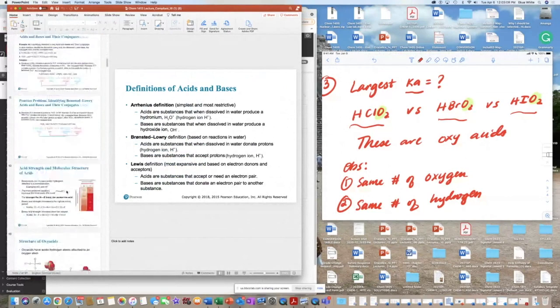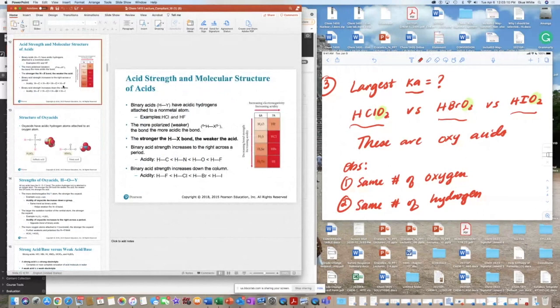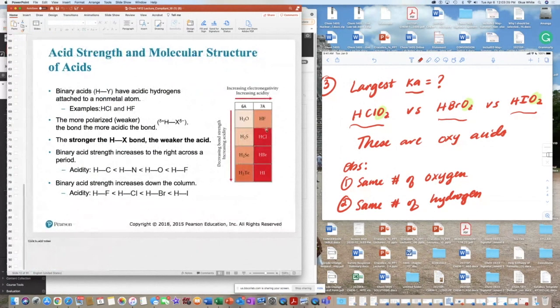Okay, let me fast forward to oxy acids. Yeah, here we have binary, okay? So I'm going to do a quick recap, because we're very close to what I'm trying to say. If we were dealing with binary acids, and these are our group 7 binary acids, what was the bottom line? As you go down group 7, the acid gets stronger, right? So down the group, you have a very strong acid. Binary acid strength increases down the group.